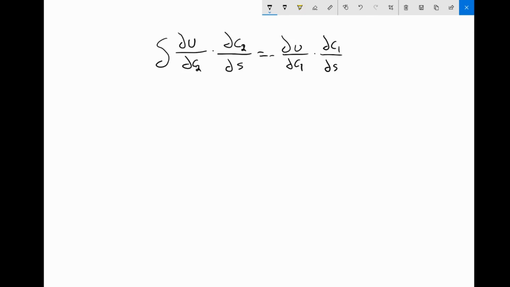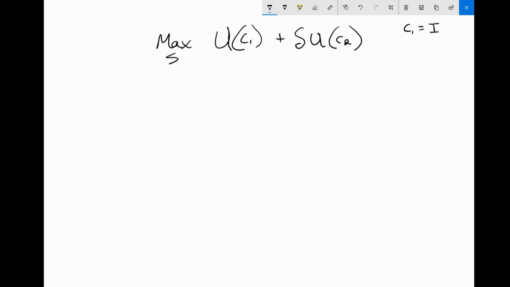Okay, with all of that said, now I want to go a little bit deeper. Going into how we solve this model, we choose S to maximize utility of present and future consumption, where consumption today equals I minus S, and consumption tomorrow equals I plus rho S. Okay, so we solved that out.